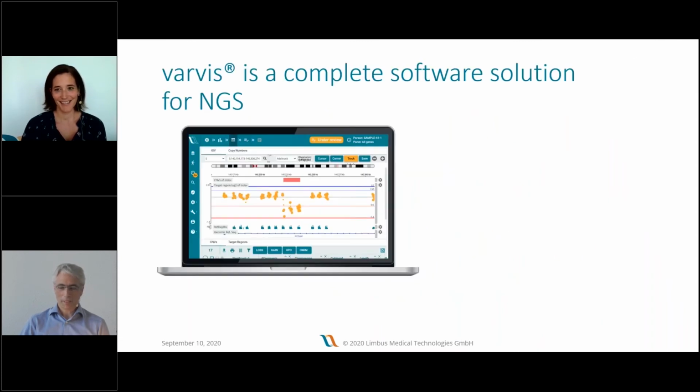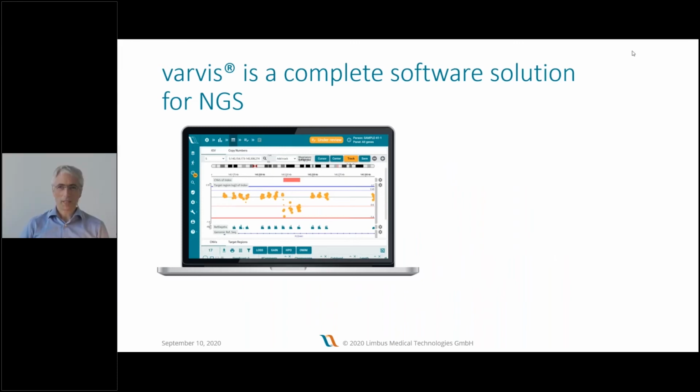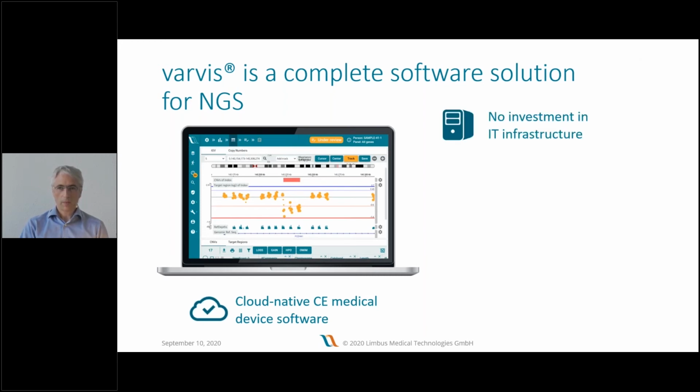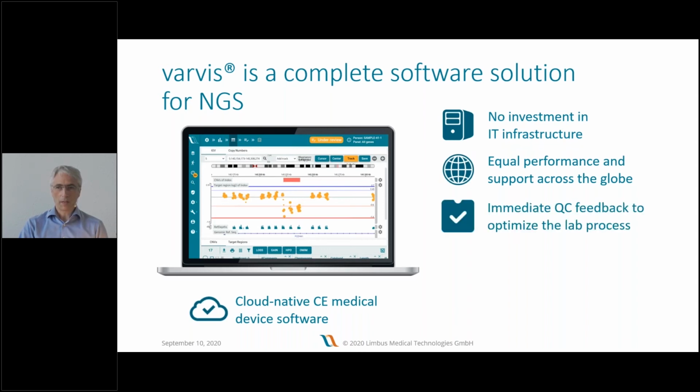Thank you, Yvonne, for the introduction. So let me start briefly with a short overview of what our software varvis actually does. It's a complete software solution for the entire analysis process of NGS data. It is a cloud-native medical device software, and that means there's no investment required to start using the software, or no investment in IT infrastructure. And we are able to deliver our services with equal performance across the globe in any country.